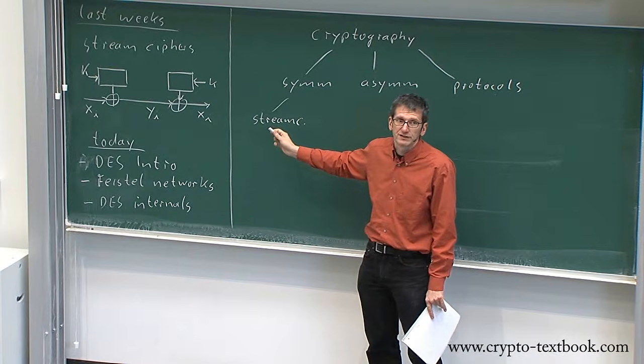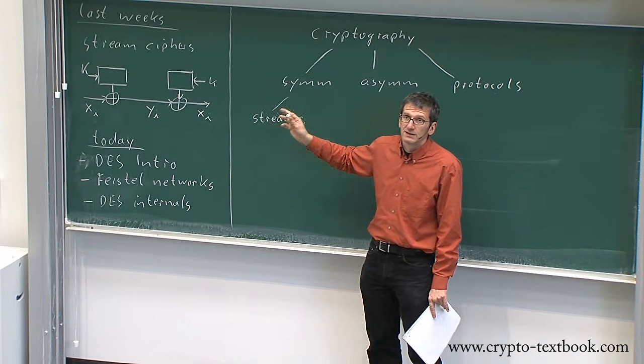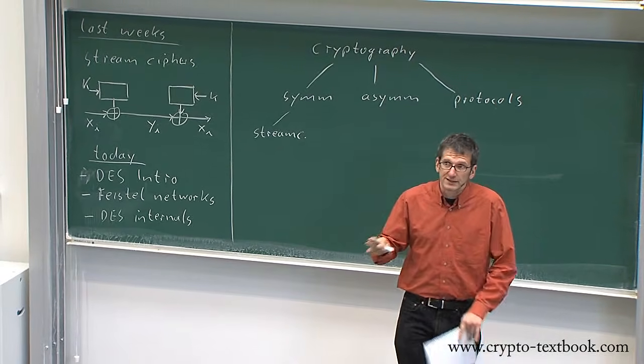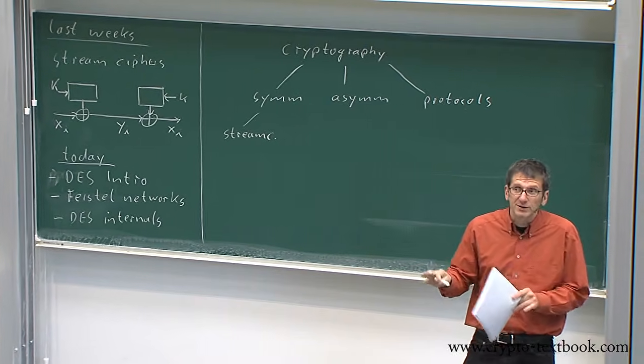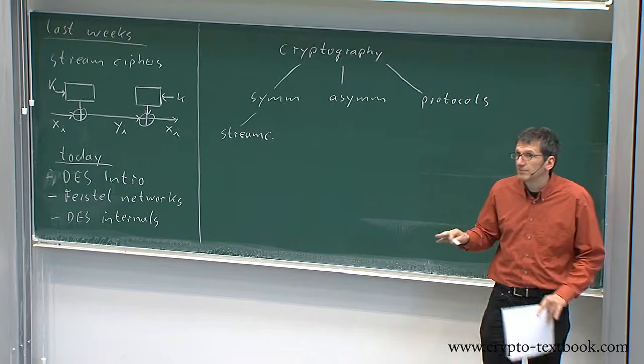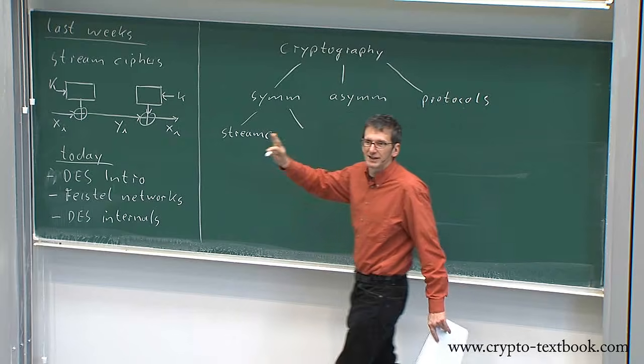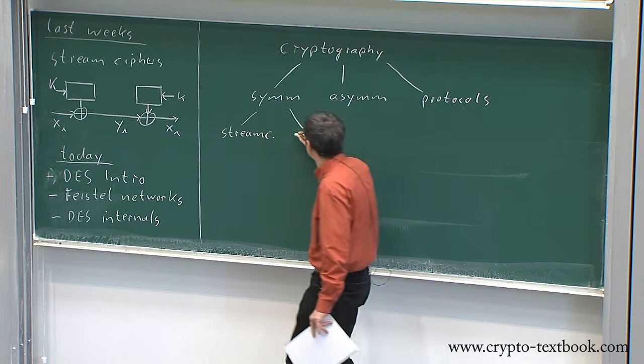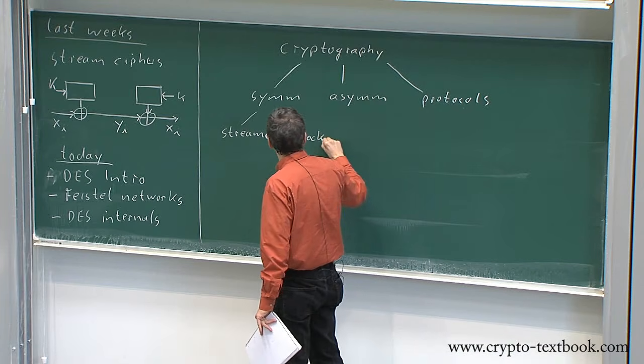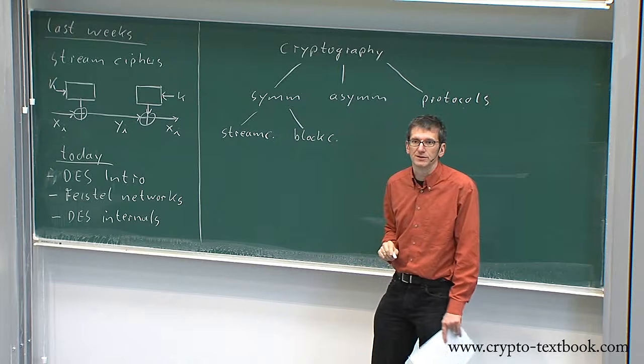We did stream ciphers so far, okay? In reality, in the real world, in practice, internet browser, banking, and so on, probably 95% is using case B, namely block ciphers. And that's what we're going to do today, okay?